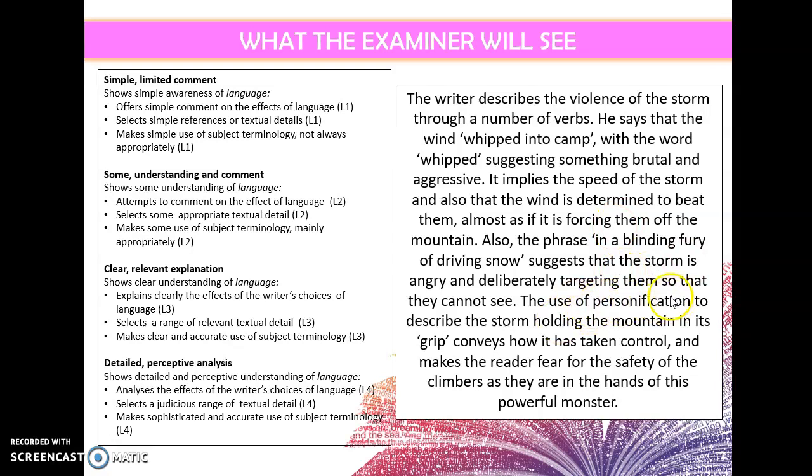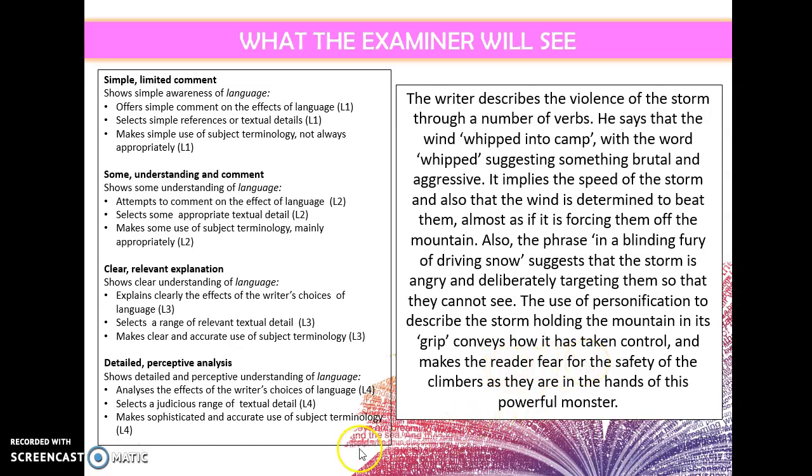The use of personification, there we go, that's what we were looking for in that band 2 answer. The use of personification to describe the storm holding the mountain in its grip conveys how it's taken control, and makes the reader fear for the safety of the climbers as they are in the hands of this powerful monster. There's a nice little bit there about audience positioning, so it makes the reader fear.